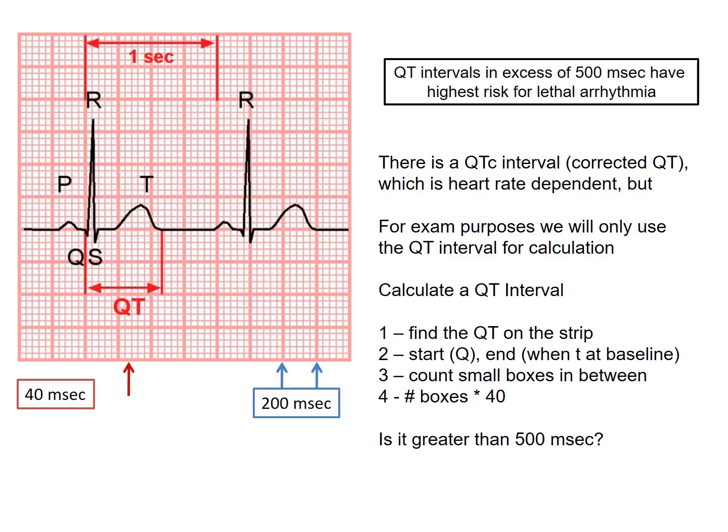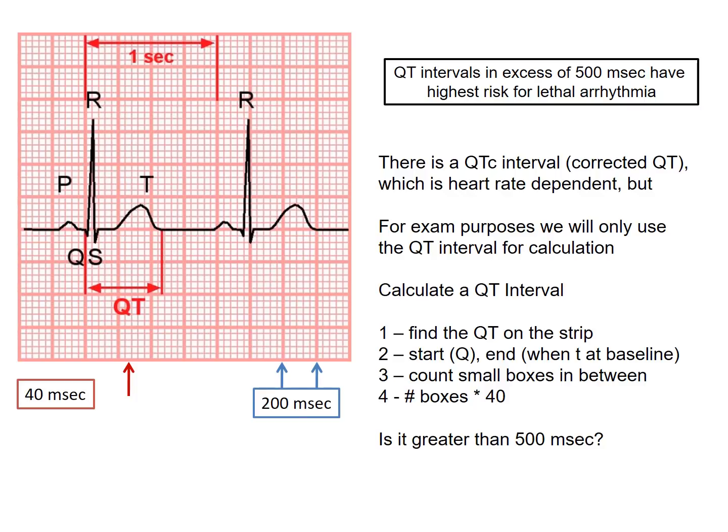So again, I may have said it wrong, but let me correct it. The big boxes, 200 milliseconds. The little boxes, 40 milliseconds. 5 little boxes inside a big one, so 5 times 40 equals 200. Okay, that's the correct way. Big box, 200 milliseconds. Little box, 40 milliseconds. When calculating a QT interval, how many little boxes are in there between the onset of Q to the end of T? Count those little boxes, multiply it by 40, and then you get your QT interval in milliseconds.